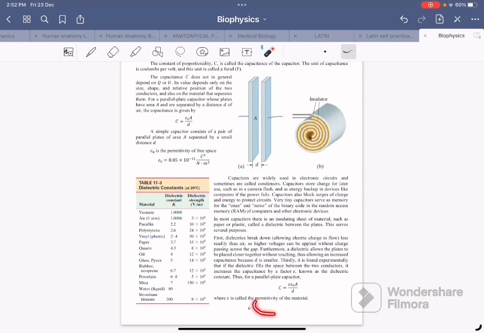permittivity of the material. It is the permittivity of the material.